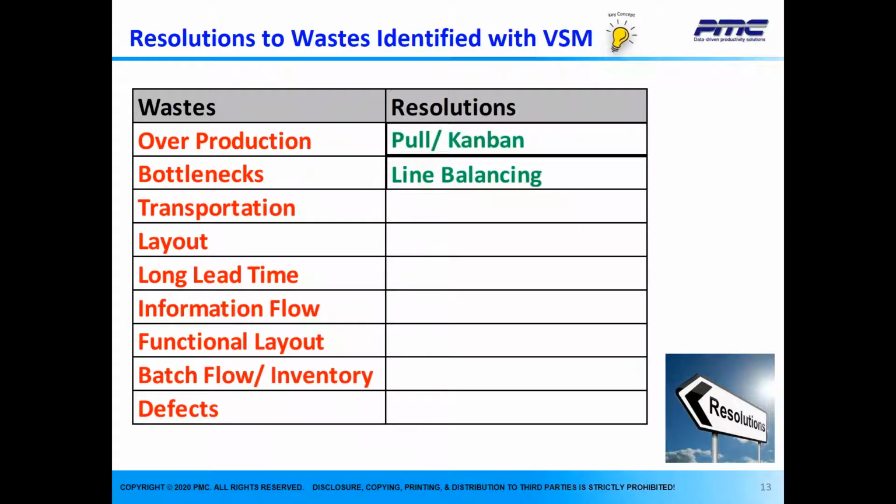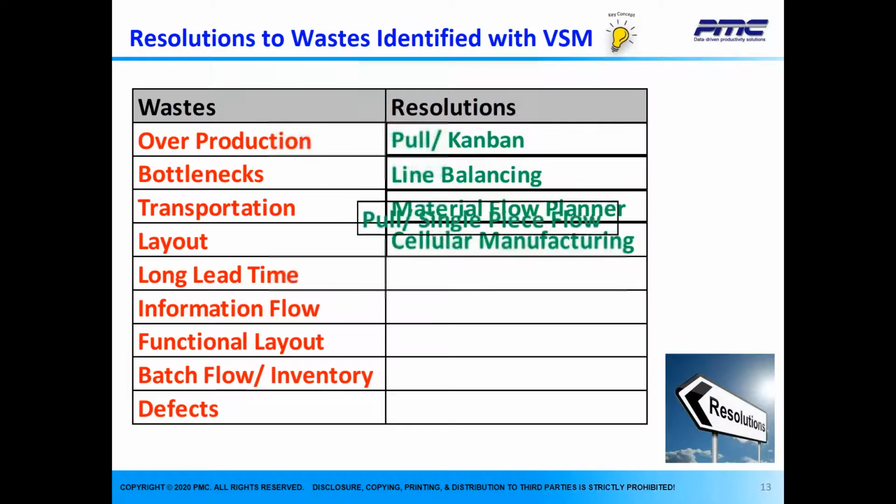Transportation: I think the best way to minimize or optimize the transportation would be to use the material flow planner. Layout: we could use the concept called cellular manufacturing to optimize the layout. And long lead time: we could utilize pull or single piece flow to minimize the lead time.